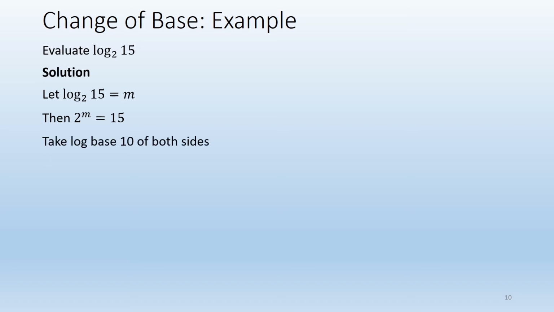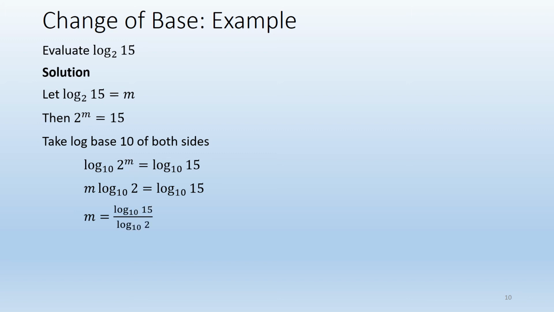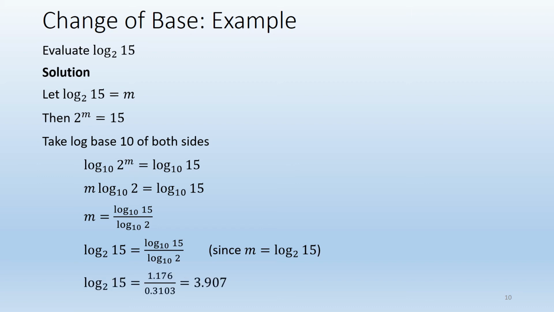So we'll evaluate log base 2 of 15 in this example. To solve that, we set log base 2 of 15 to equal m. M is what we're trying to find. And we'll rewrite that as an indicial equation: 2 to the power of m is equal to 15. We can then take log base 10 of both sides so that we get this expression. Now we can use our log laws here and take the m out and multiply it by the log of 2. And then we can make m the subject to get that expression. And of course the m is what we were trying to find.